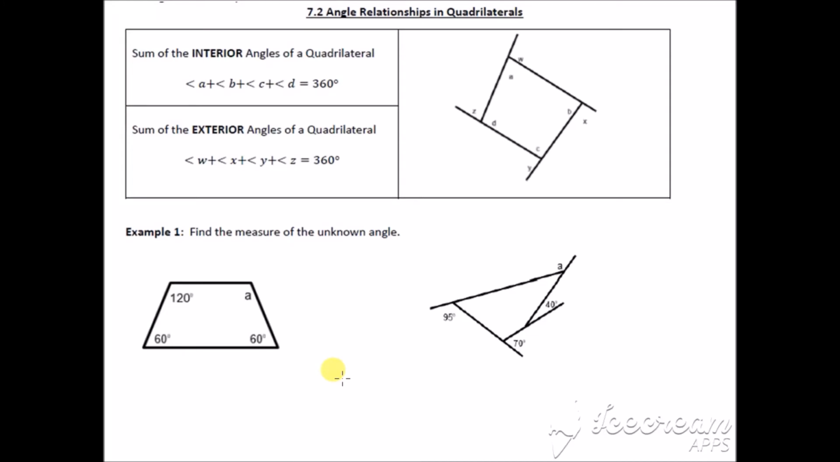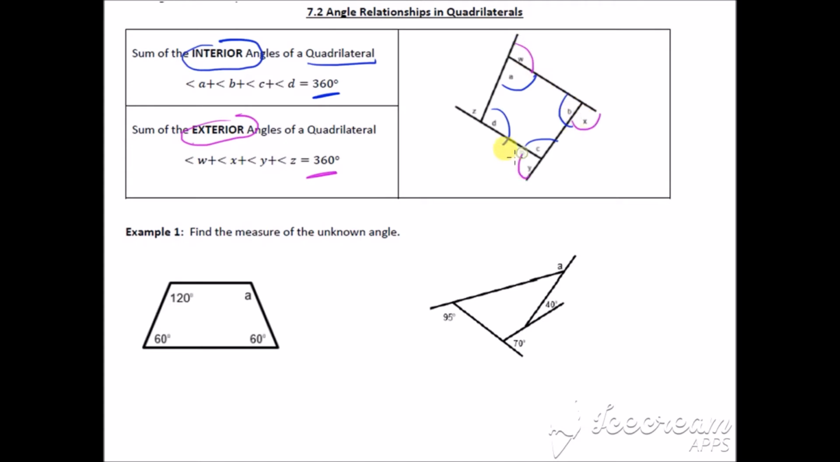7.2 angle relationships in quadrilaterals. So the sum of all the interior angles of a quadrilateral, they all add up to 360. So we're talking about A, B, C, and D. Okay? Now, the sum of the exterior angles of a quadrilateral, again, 360. So that's quite easy to memorize.